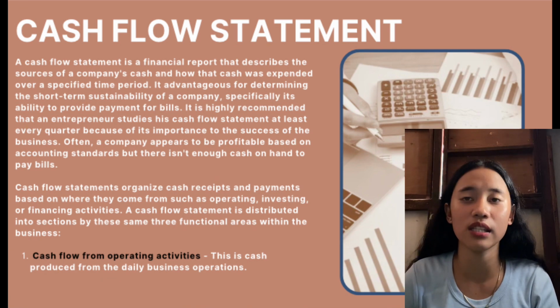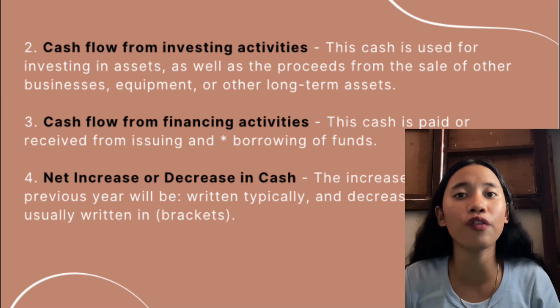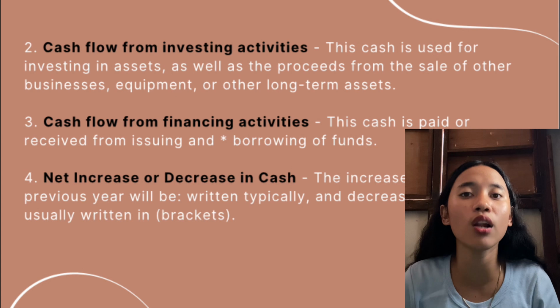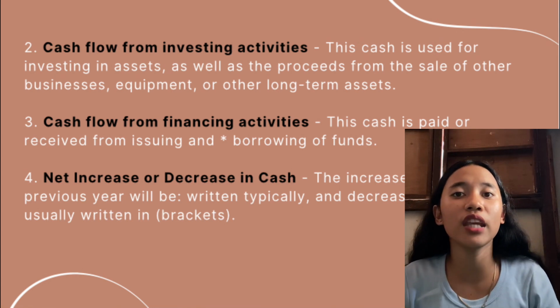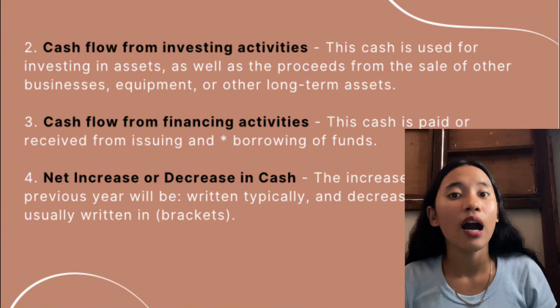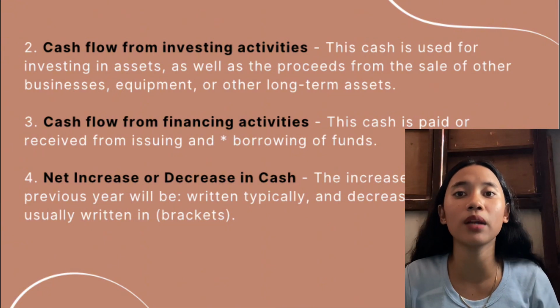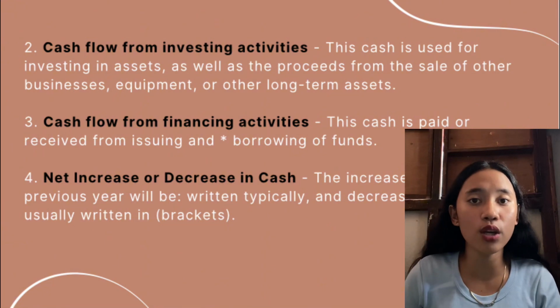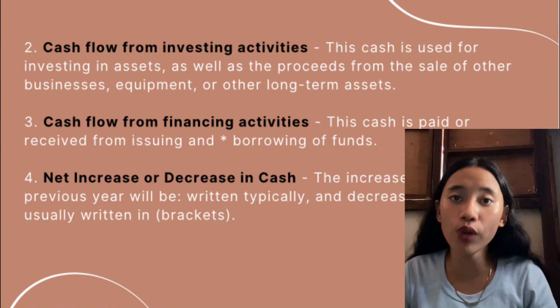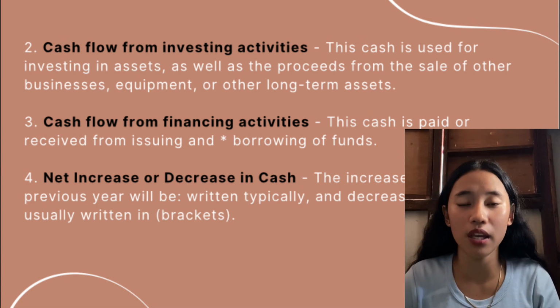Number two is the cash flow from investing activities. This relates to the purchase and sale of long-term assets, things that will benefit the business for more than a year. Cash inflows: cash received from selling equipment, property or investments. Cash outflows: cash paid to buy equipment, property and investments.